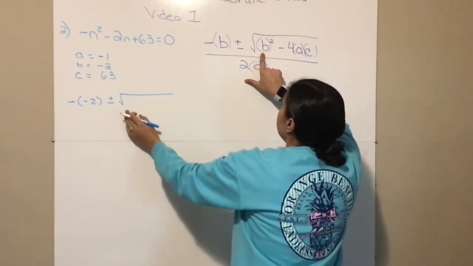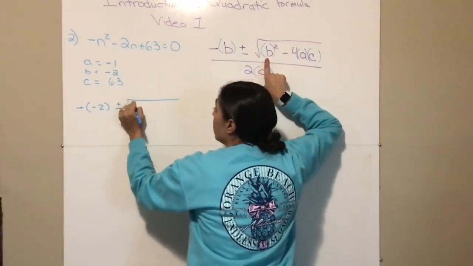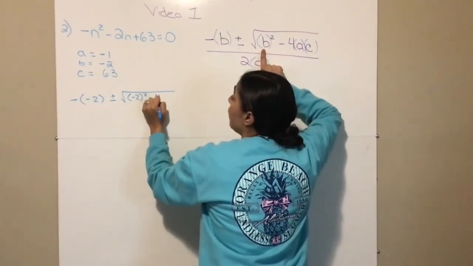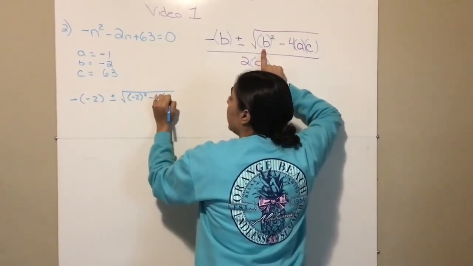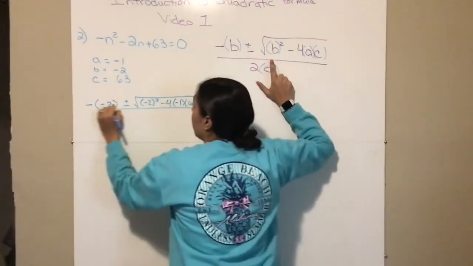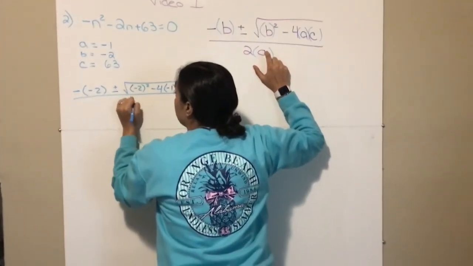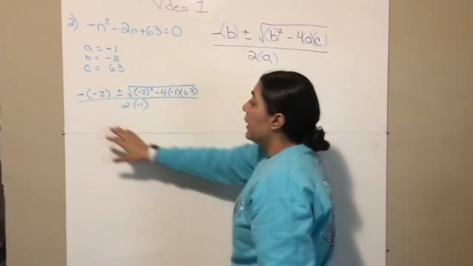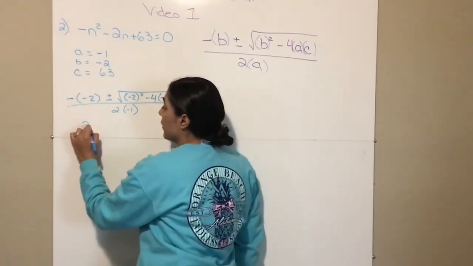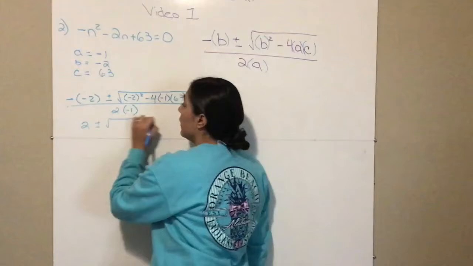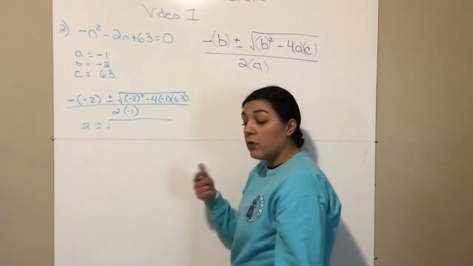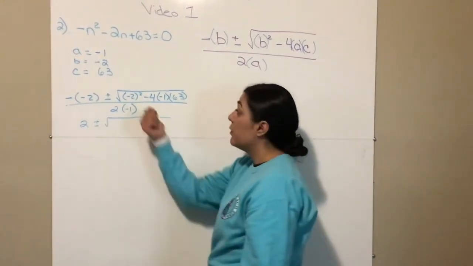Now we got plus or minus the square root of b squared. So you got negative 2 squared minus 4 times a, which is negative 1, times our c, which is 63, all over 2 times our a. Okay, so minus minus is going to give us a plus 2. So it's just going to be 2 plus or minus. We got negative 2 squared, so negative 2 times negative 2. Well, we know that a negative times a negative is a positive.